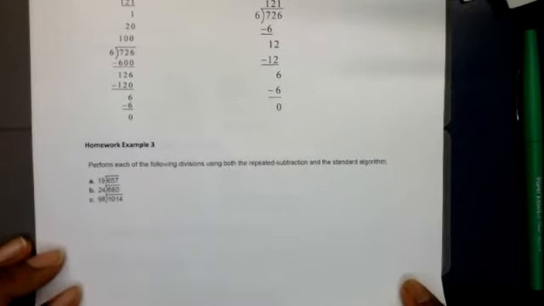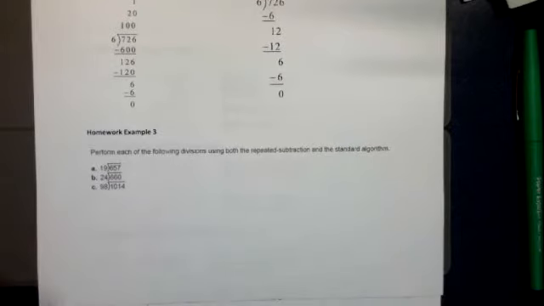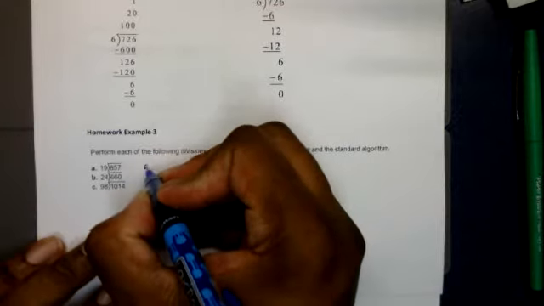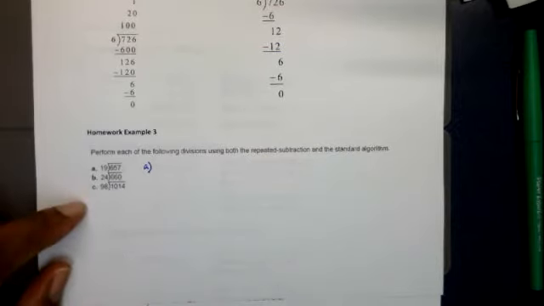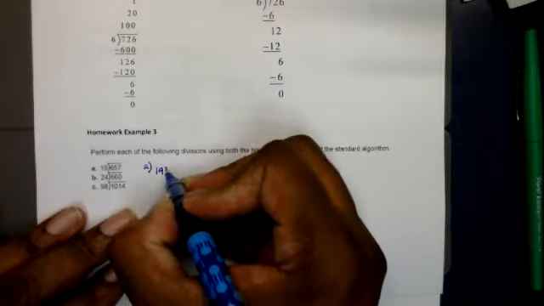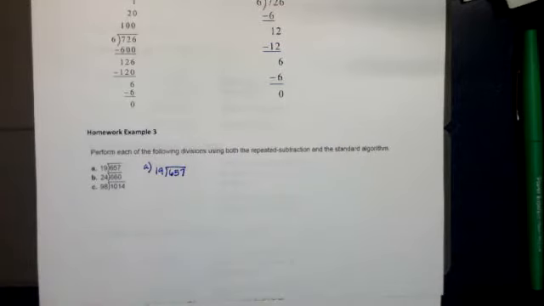All right, now let's look at this homework example number 3. For the sake of time, what I will do here is do only part A. And for those of you who are in my classroom, I'll do parts B and C. I'll post those on Canvas as well. This is 657 divided by 19, because it says perform each of the following divisions using both the repeated subtraction and standard algorithm.